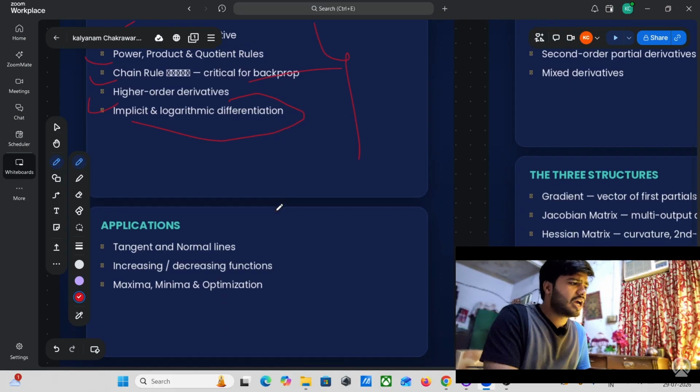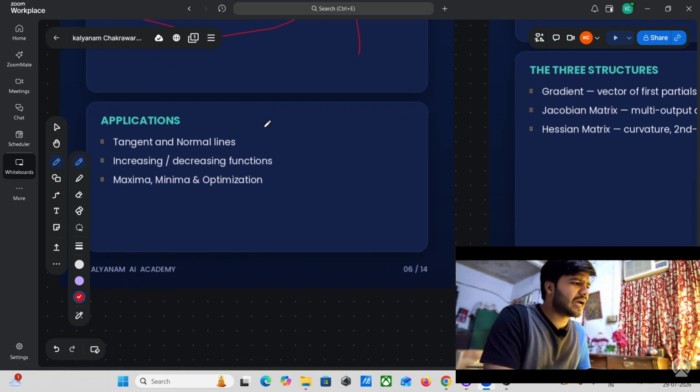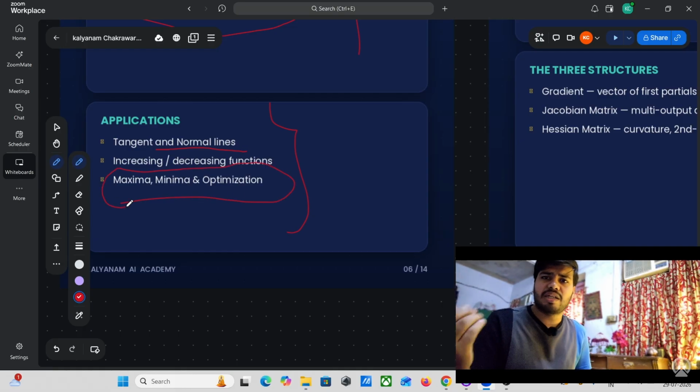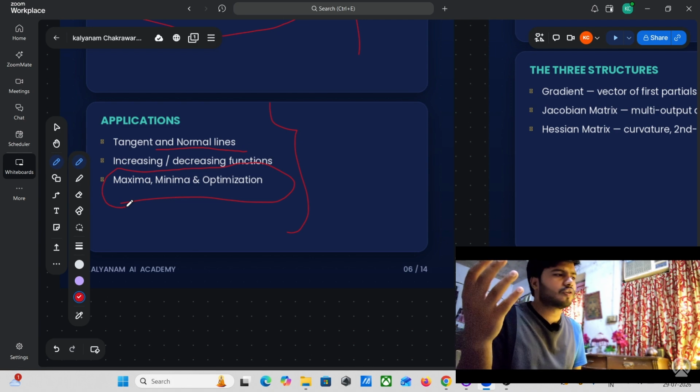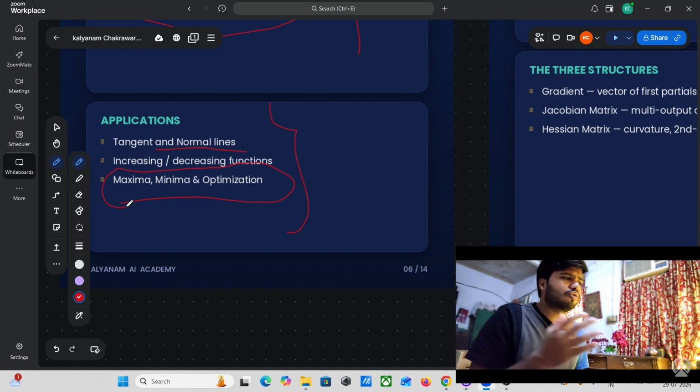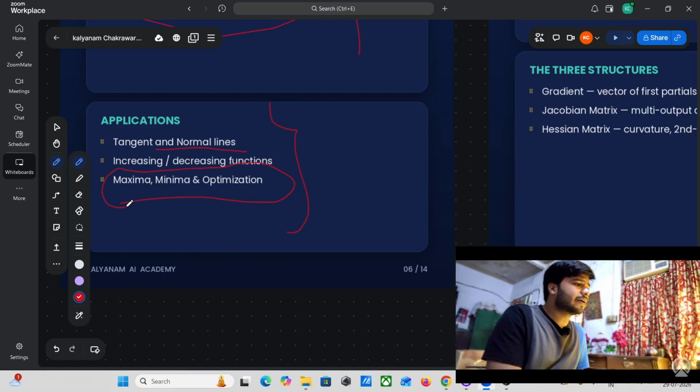And in the application sections, you need to follow tangent and normal lines, and maxima and minima. If you are in the graduation section and your subject is mathematics, then you have already learned the major topics in your previous studies. You only need to follow the practical exposure. I will cover the practical exposure in my upcoming videos as well.